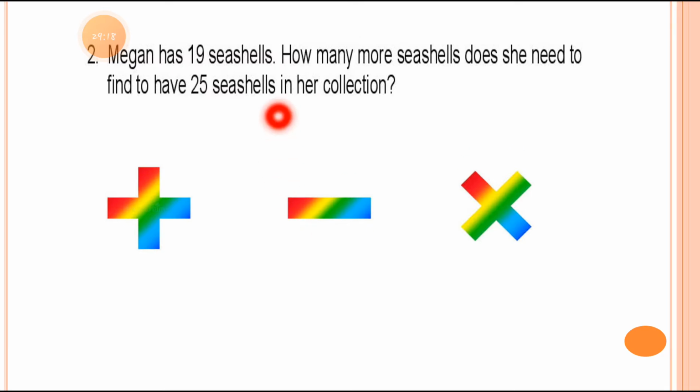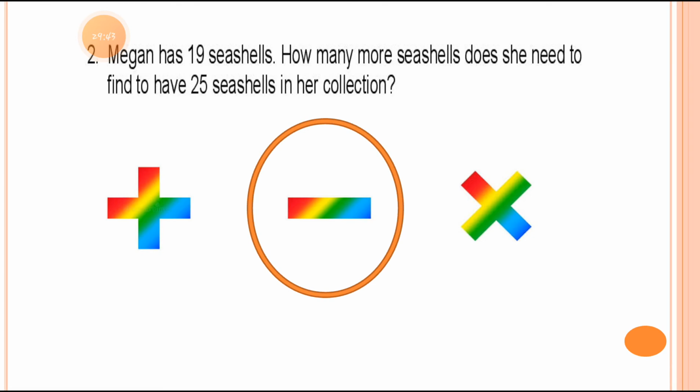I repeat, she has to cut 19 from the 25 to find how many seashells she wants to make the collection of 25. So what do we do? Addition, subtraction or multiplication? We have to do subtraction, because we are cutting the numbers. We are cutting 19 from the 25. It means we have to perform subtraction with it. Understood, students?